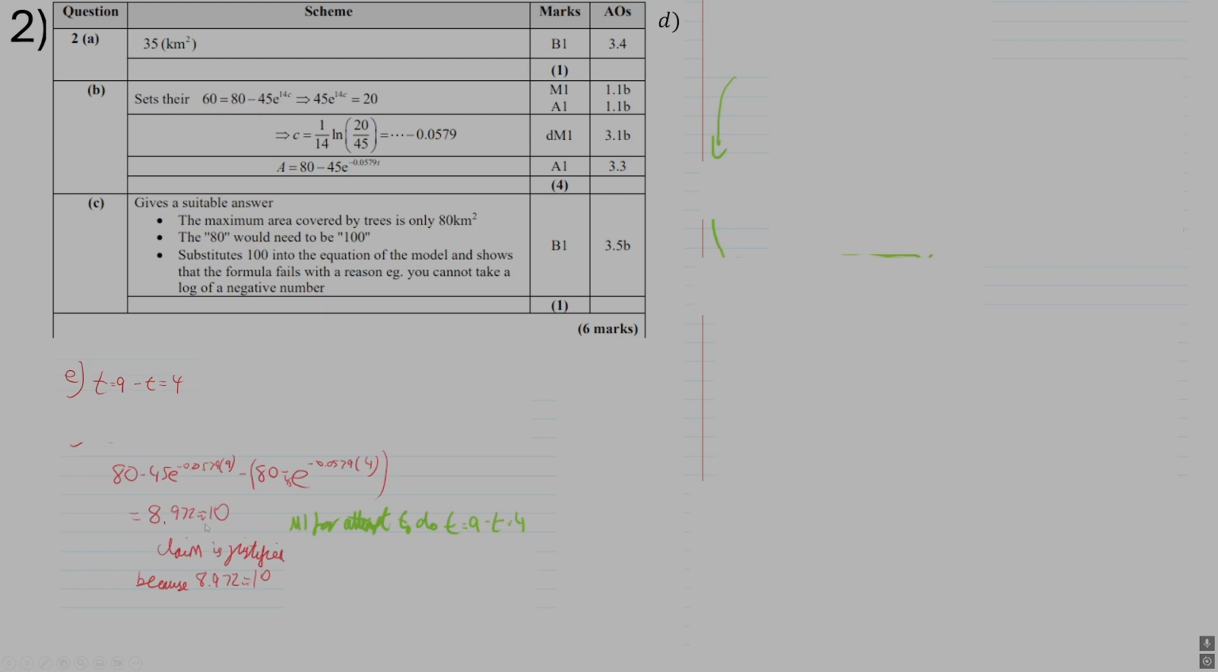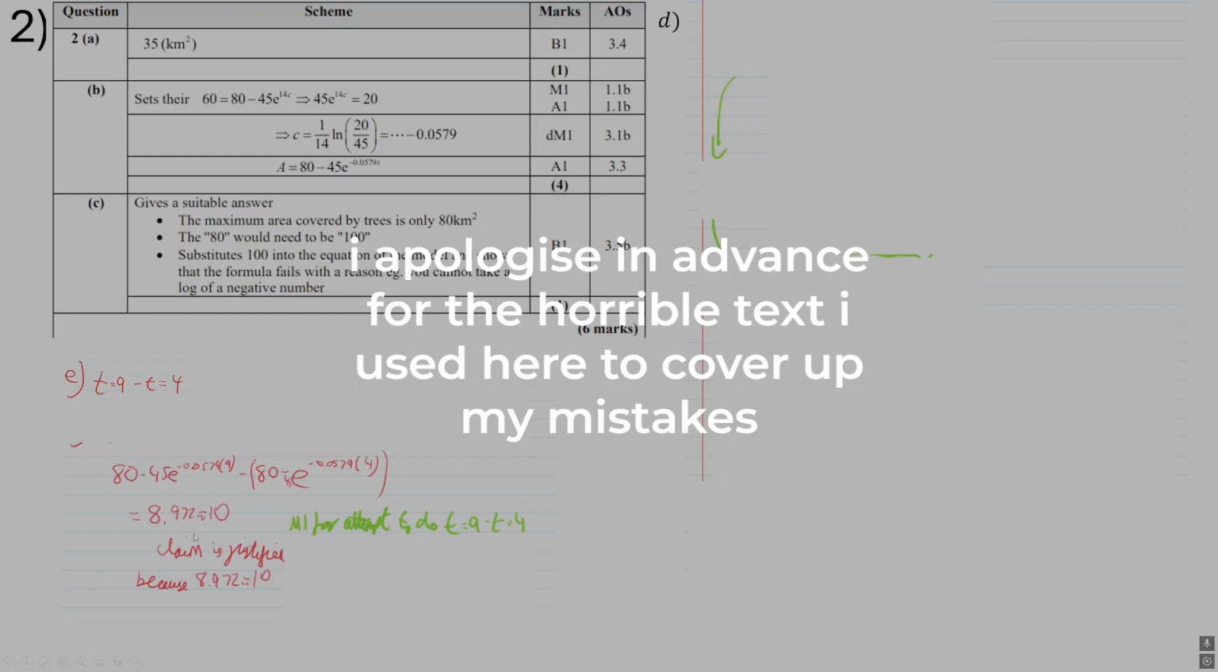Then you just put it in your calculator, and you just say the student's claim is justified because the value that you calculated is similar to the value that the student said. So the claim is justified. And you get an accuracy mark for the correct answer and a statement. You need this end statement. It doesn't have to be exactly this, but as long as it's something along the lines of, he's correct because they're close to each other, it's fine.